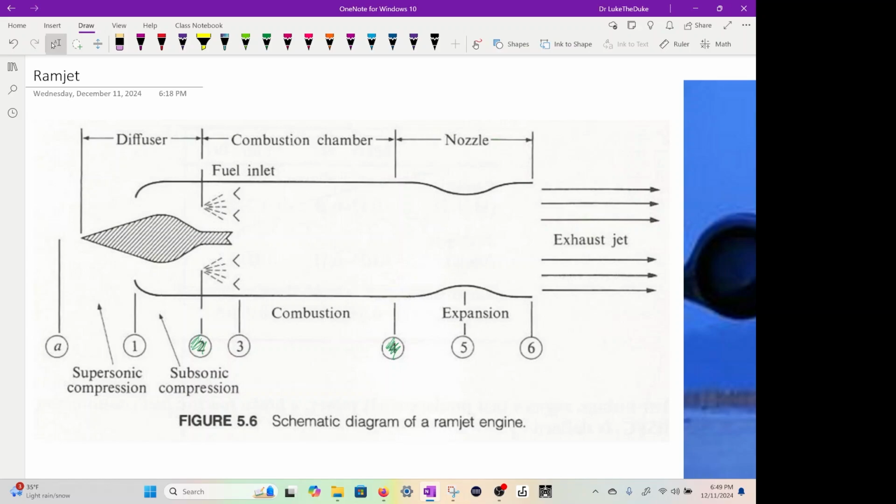So these are usually for high speed propulsion, and they don't have any turbines, any pump, none of that. It's just air being forced in through this ramjet. And this is how we analyze this. We're going to go from A to 6 using the thermodynamic properties, using isentropic equations, stagnation equations, to get the performance of this ramjet.